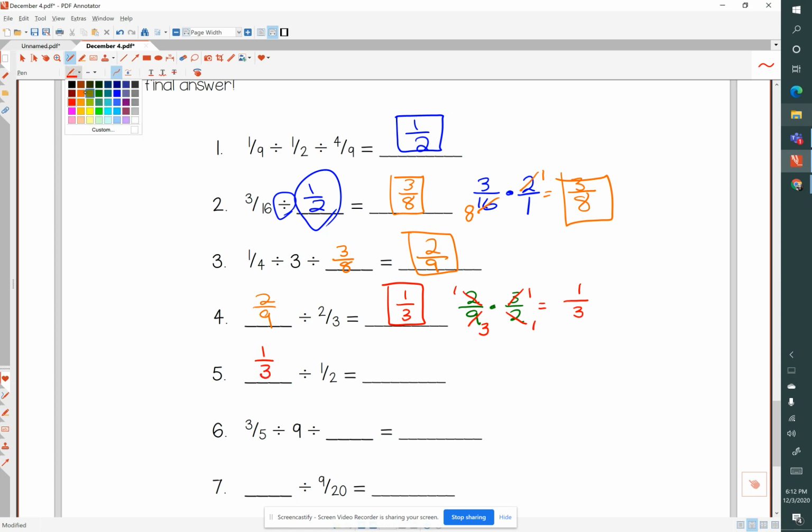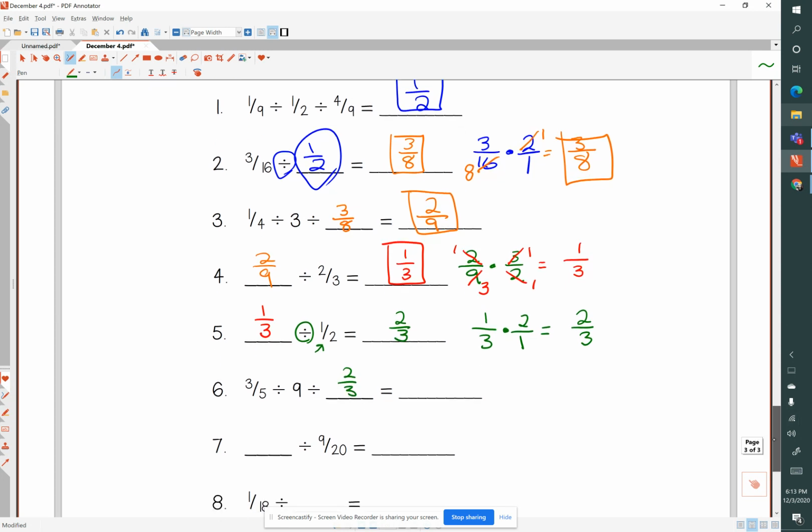And let me change the color. And now I've got 1/3 times, because I changed the division to multiplication, and I flip the second fraction to its reciprocal. There's nothing I can do in terms of cross simplifying. So I'll just multiply across. 2 times 1 is 2, 3 times 1 is 3, and that's my final answer, 2/3, which I also will put on number 6.